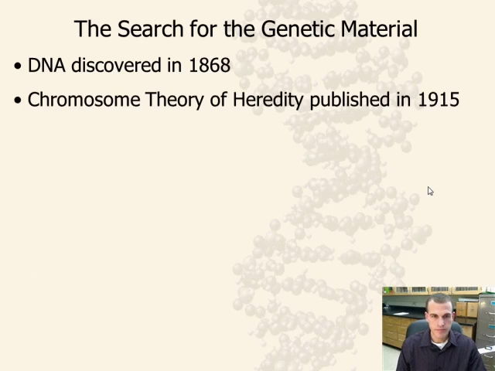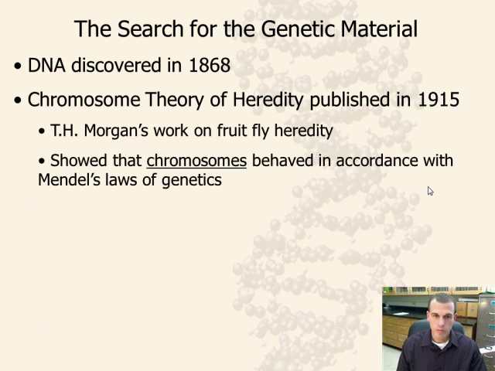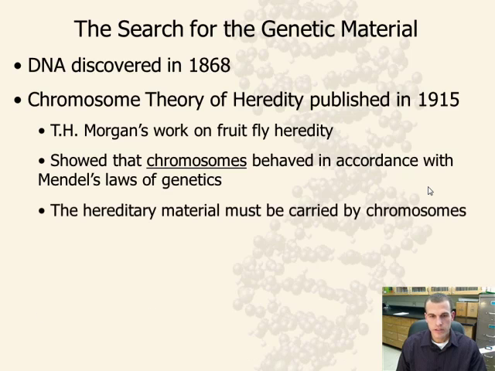There was a piece of work that came along in 1915 called The Chromosome Theory of Heredity, published by a scientist named T.H. Morgan, who did a lot of his work on fruit fly heredity. Through his published work and scientific experiments, Morgan showed that chromosomes behaved in accordance with Mendel's laws of genetics. And Mendel is what we say is the father of genetics.